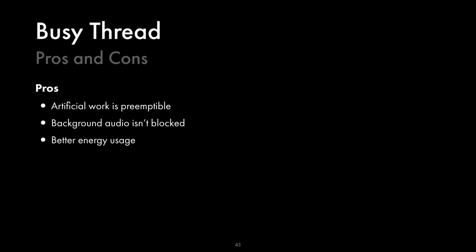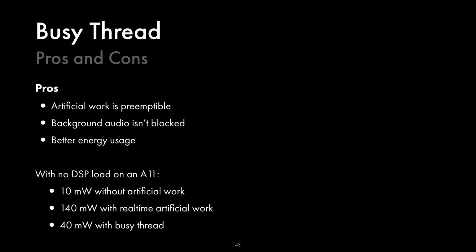What are the pros and cons of this? Artificial work can now be preempted because that busy thread will set the lowest priority possible on the system so that everything else will preempt it if there's some work to do. Background audio isn't blocked, and the energy usage is a bit better. There are the numbers. A con is that, as you saw, we're not running on the performance core from the very beginning, so performance could potentially be a bit better.